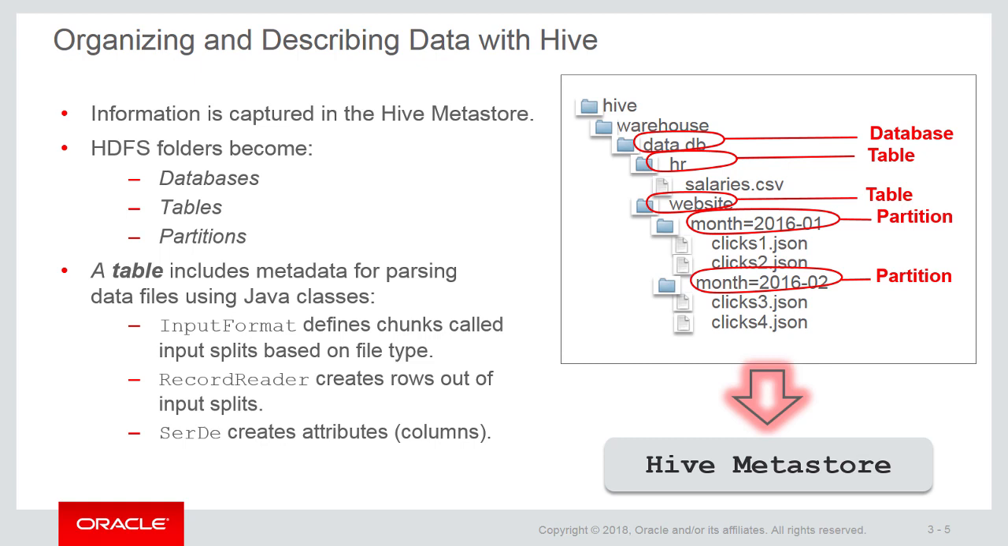A table includes metadata for parsing data using Java classes. The input format enables you to specify the Java class that will read data from the Hive table. The record reader enables you to specify the Java class that will write data to the Hive table. And SerDe, or serializer deserializer, is the Java technology that Hive uses to process records and map them to column data types in Hive tables.